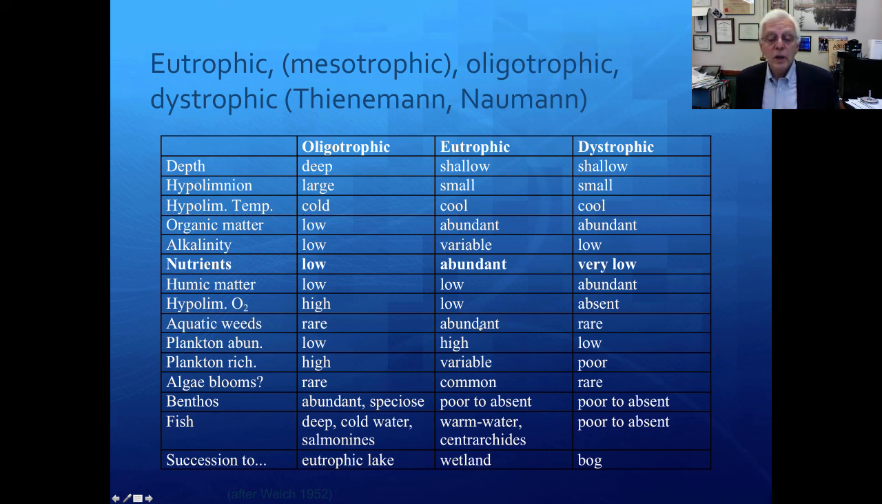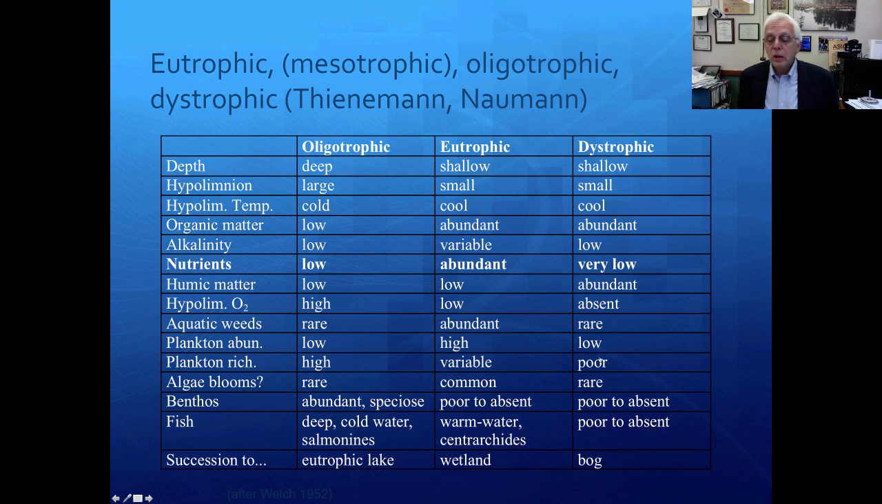Aquatic weeds tend to be very abundant, and there's a lot of plankton that grows, but it usually is not as healthy a plankton and source of fish food as you'd find in an oligotrophic system. Benthic organisms tend to be poor to absent, and these lakes tend to have fish that are sort of warm water fishes, and sometimes fish that people don't really enjoy catching very much. They tend to be on their way to turning into a wetland by sedimentation, whereas oligotrophic lakes are succeeding or moving toward wetland systems over time.